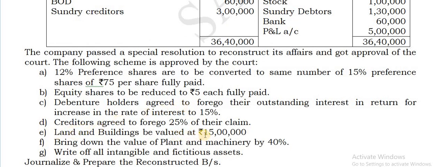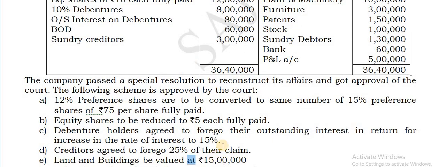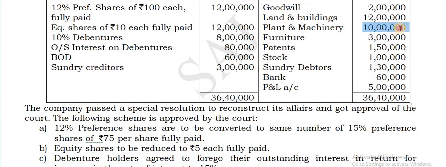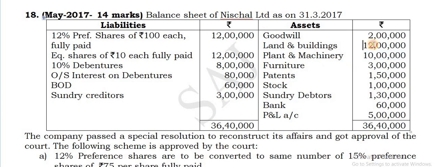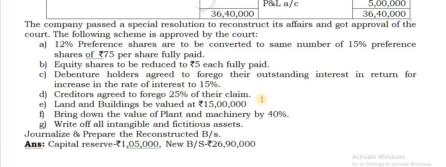Land and buildings is valued at 15 lakhs. When 15 lakhs is given, this amount is to be taken in the new balance sheet. The old balance sheet shows land and buildings at 12 lakhs. Here it says 15 lakhs. So there is appreciation, and the appreciation is 3 lakhs. For that 3 lakhs you have to pass a separate entry: land and buildings account debit, give a credit to capital reduction account.